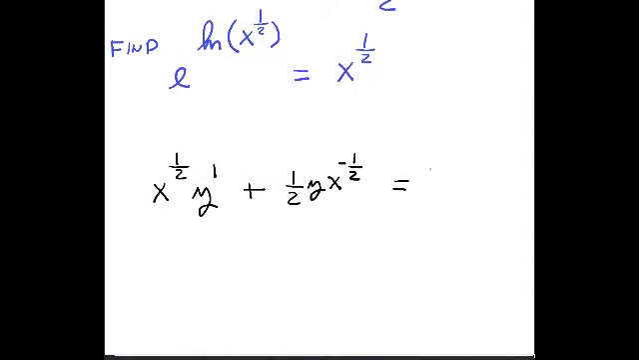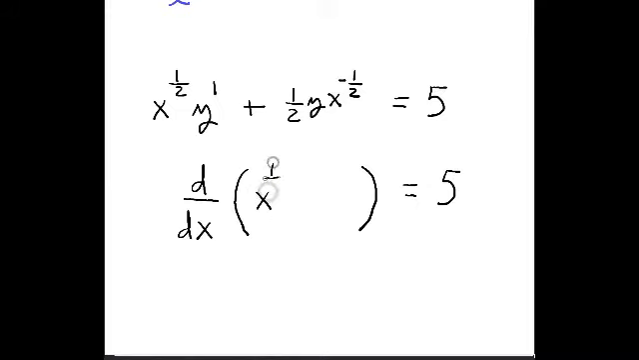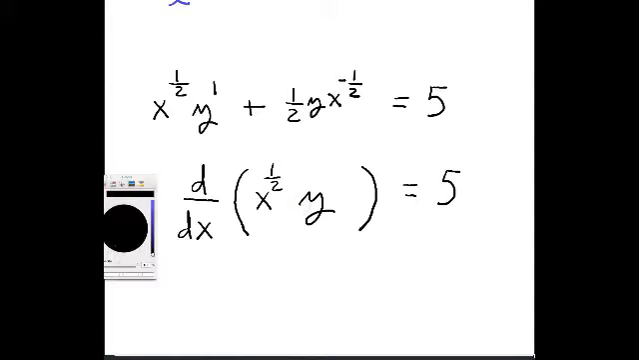Now the reason this works is the following. If you look at the left-hand side of this equation, what you're looking at is the derivative with respect to x of, this is really the product rule of something here. It's actually x to the 1/2 times y. You may remember the product rule from calculus. Let's confirm that this is in fact correct.